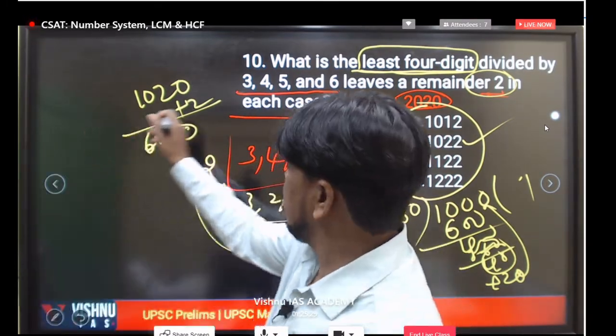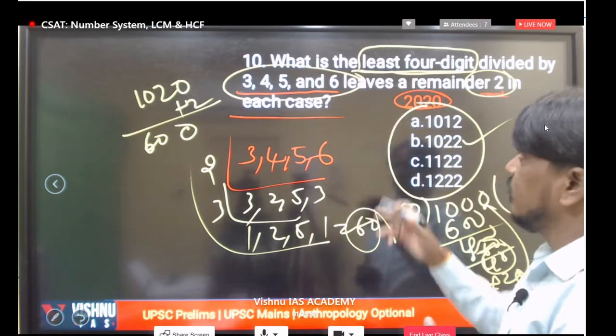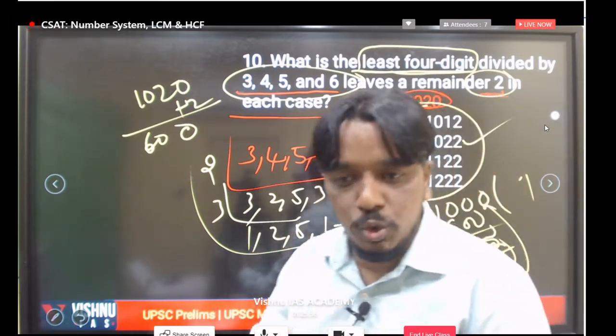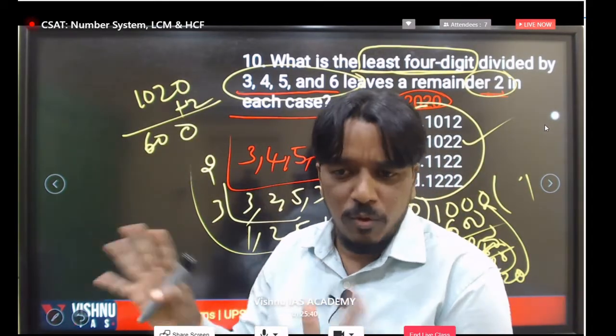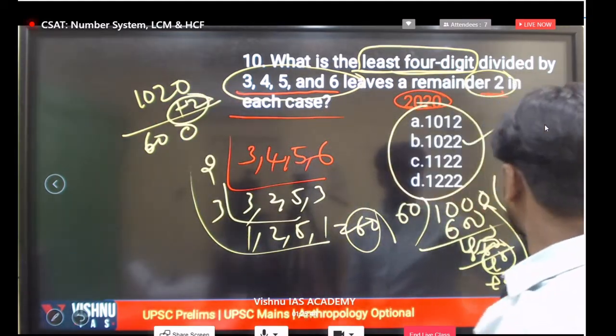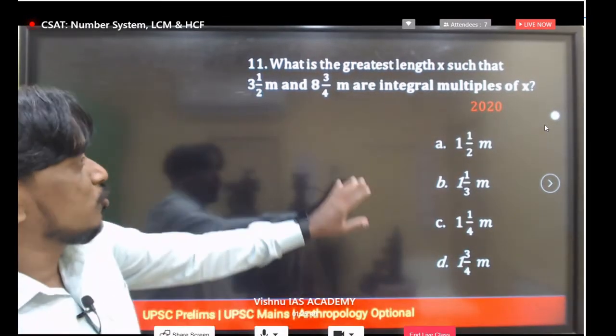Right? So whenever we are doing this type of question, first find out the LCM, then based on that, if they given remainder 0, directly we can take that. If remainder is additionally 2, or sometimes they will give 3, 4, whatever, based on that we have to add that value here. Now let's take one more same kind of LCM and HCF concept here.